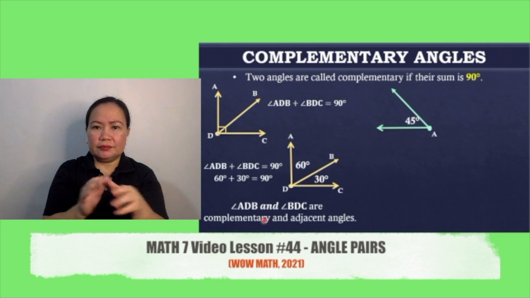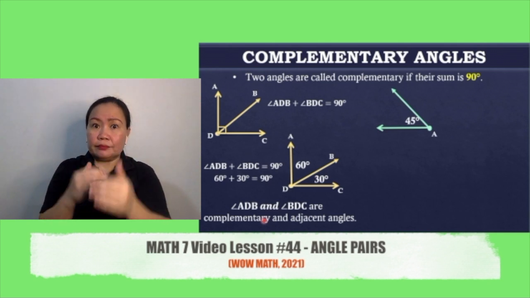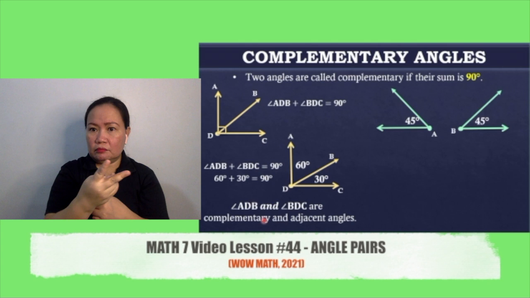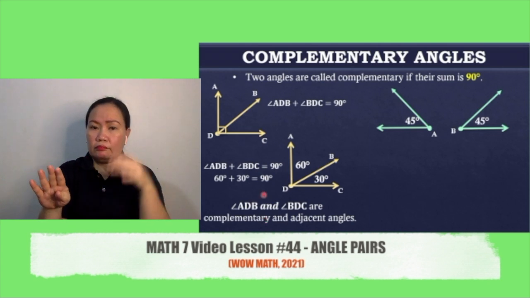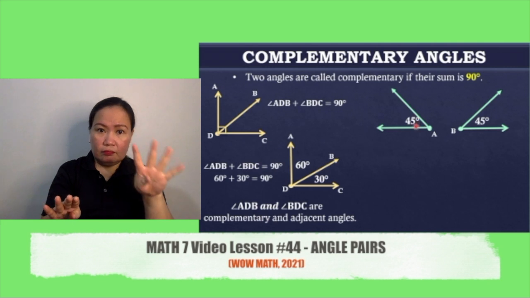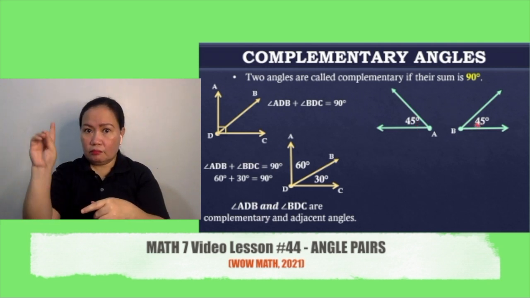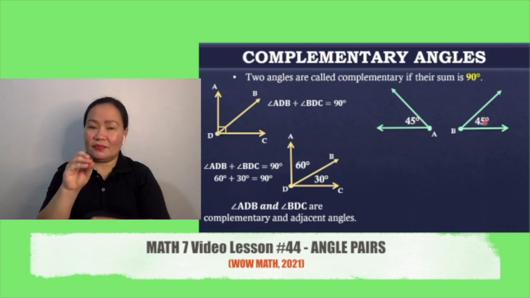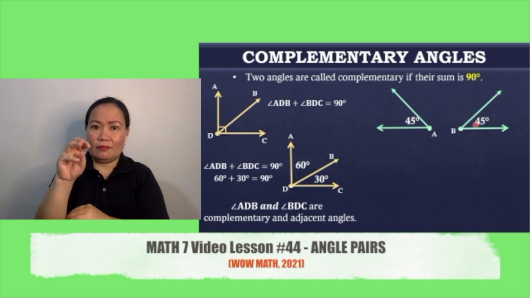Next, let me show you another example of complementary angles. So, these two angles, si angle A at si angle B, are also complementary angles. Why? Because angle A is 45 degrees. The measure of angle B is 45. So, therefore, kung 45 ito at 45, 90 yon. So, this is also an example of complementary angles.